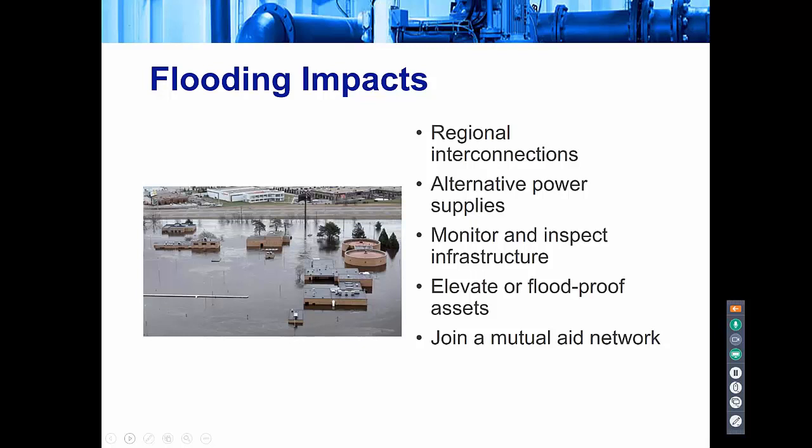Earlier we talked about the electricity grid and making sure that you have alternative power supplies so that if a storm comes through, you still can manage your electronics. Monitoring and inspecting infrastructure is important on a regular basis so that you can prepare them for floods. And then trying to maybe elevate or flood-proof particular assets that you know are in low-lying areas or are particularly vulnerable. And then you might want to join a mutual aid network. There are lots of these, such as the Water and Wastewater Agency Response Network, that is fantastic about peer-to-peer networking and sharing information across the region.